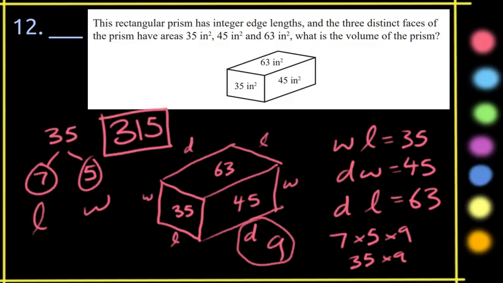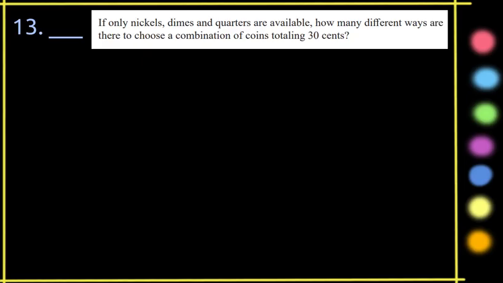All right, great. Let's move on to the next one. This one says, if only nickels, dimes, and quarters, I'm going to write N, D, and Q. If only nickels, dimes, and quarters are available, how many different ways are there to choose a combination of coins totaling 30 cents? Okay, so let's list out all the possibilities here. I like to start by thinking about the biggest value, how many of those there are. So what's the most quarters you could have?